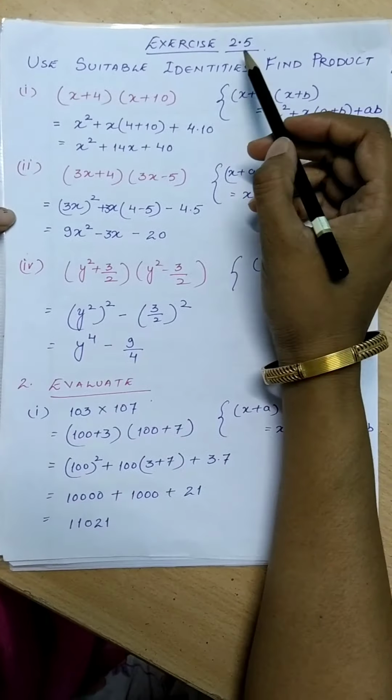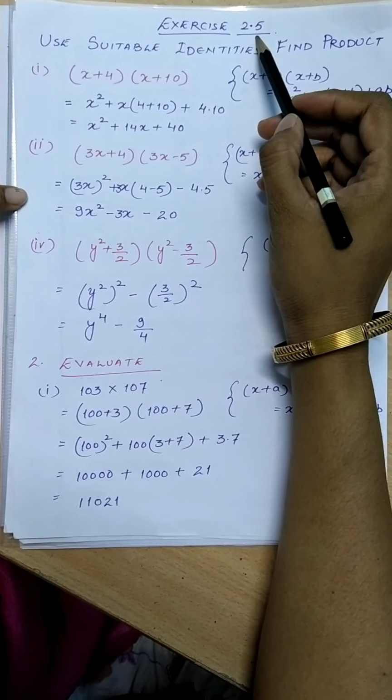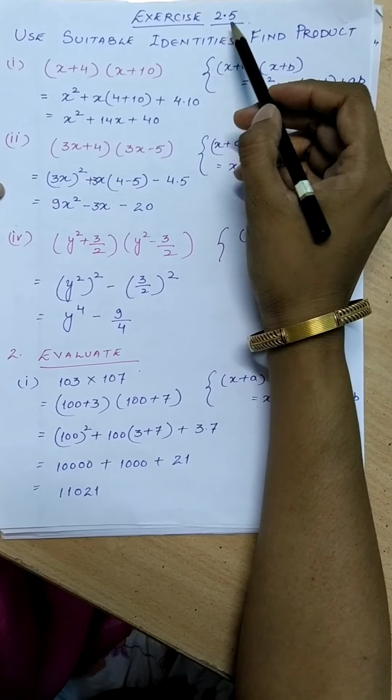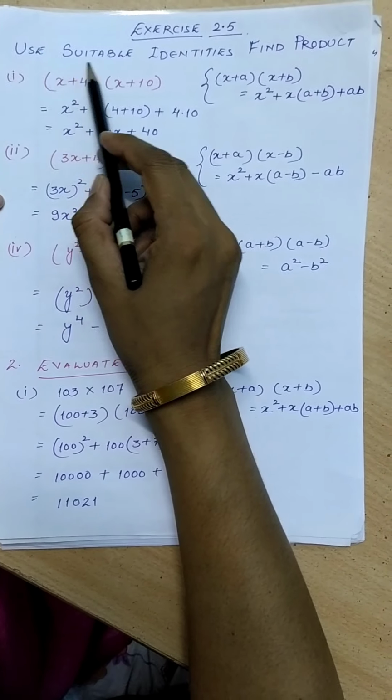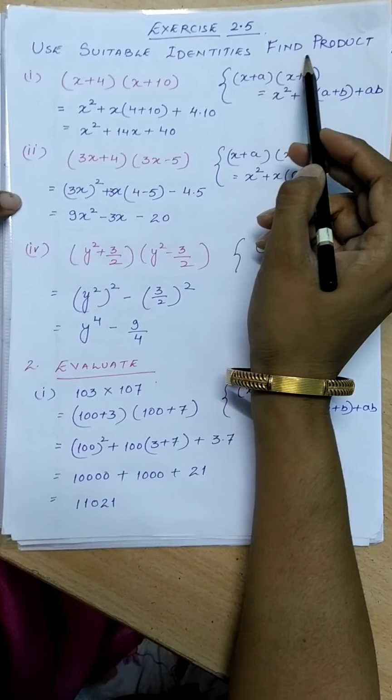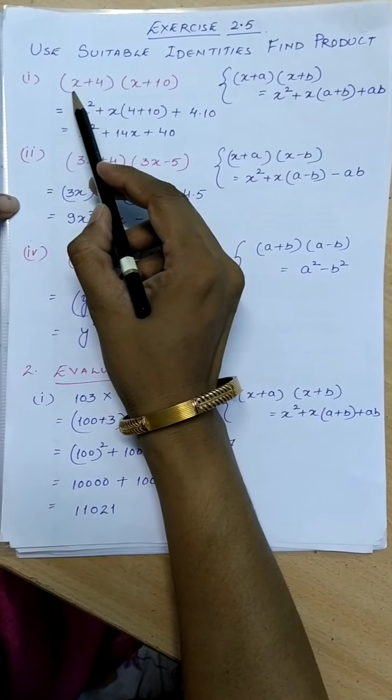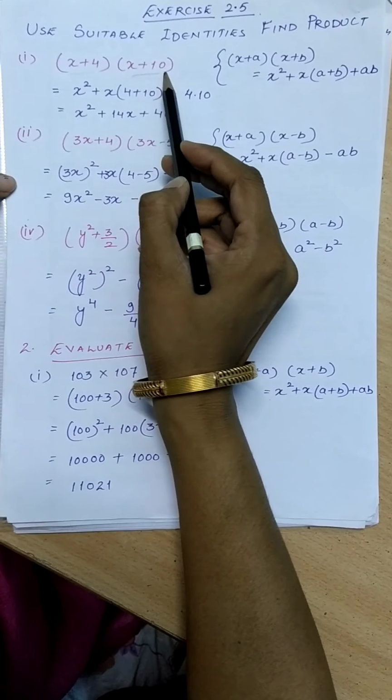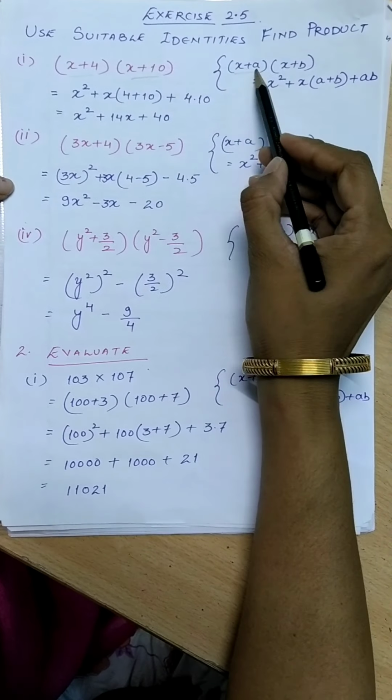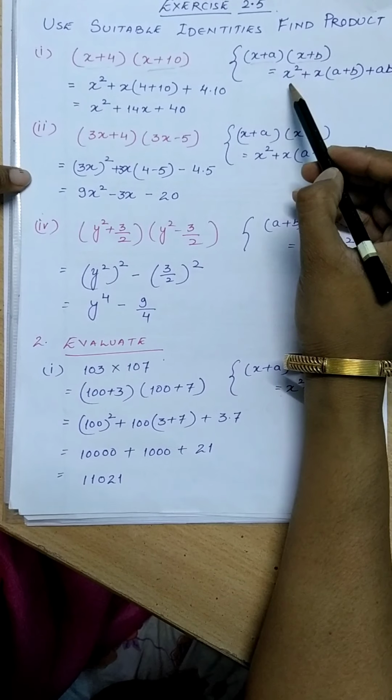Now the last exercise, exercise 2.5. I hope you all have learned the identities. Now in this question, you have to use suitable identities and then find the product. If the question is x plus 4 and x plus 10, which identity will we use here? x plus a and x plus b. And what is the identity?